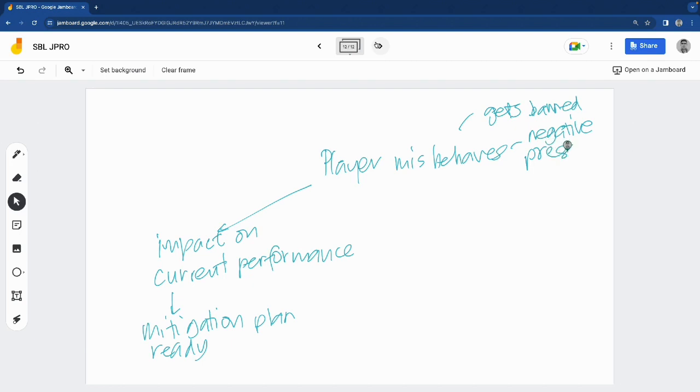So the player might get banned. Okay, negative press comes up. Impact on current performance. Is there a mitigation plan ready? On the other side, you have to also look at the PR, image of the club might be affected. The image of the club might be affected.